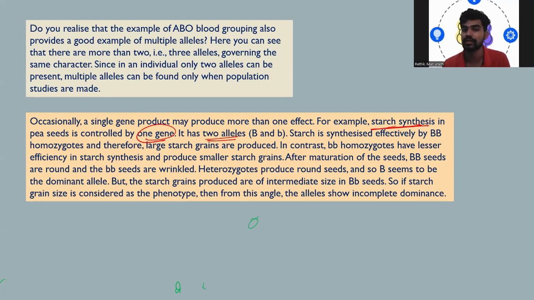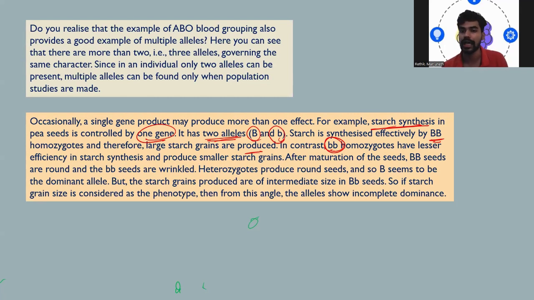So how many alleles does this gene have? Two alleles, capital B and small b. Starch is synthesized effectively in the dominant one, capital B capital B, in a homozygous condition. Therefore, large starch grains are produced. But in contrast, if it is homozygous recessive, small b small b, the least effective starch synthesis can be seen. It is going to produce a grain, but the grains will have smaller starch in them.